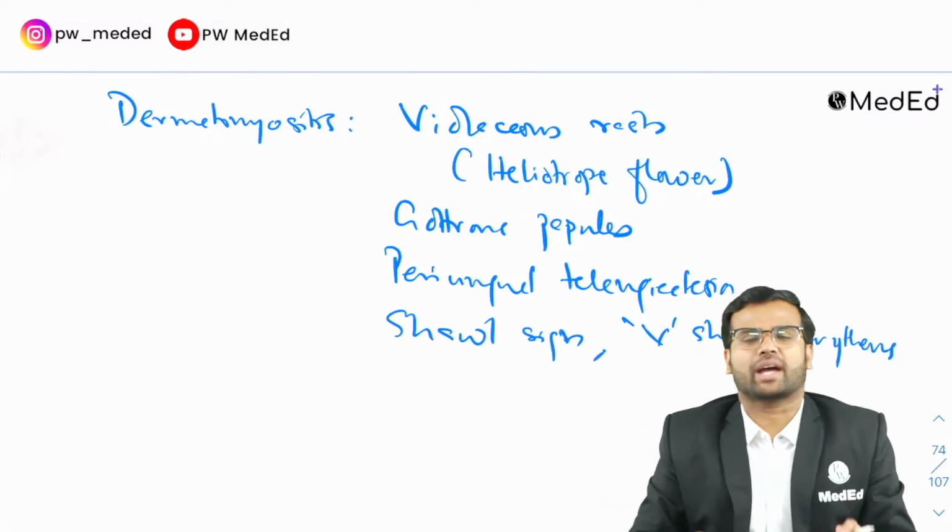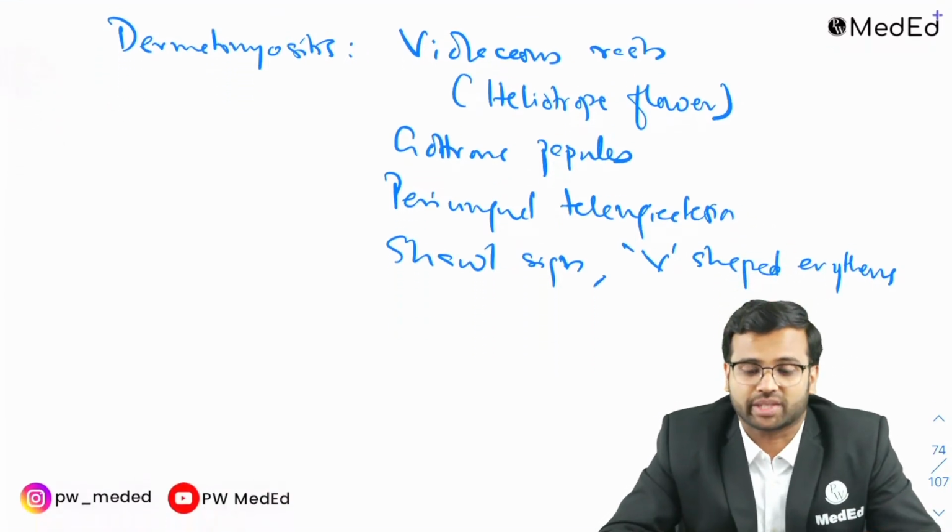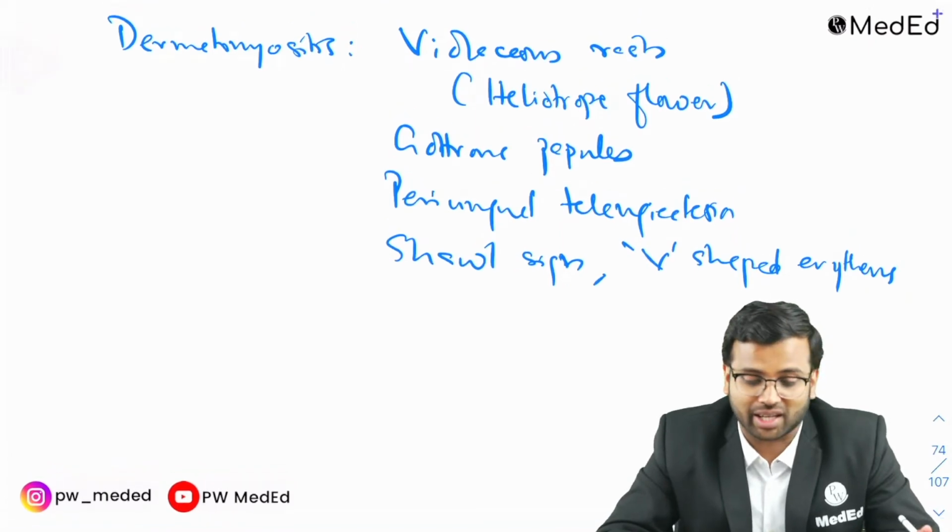So all these can be seen. Heliotrope and Gottron's sign can be seen. So there are multiple findings that you can see in dermatomyositis. Excellent. So happy to get these answers in the chat box.